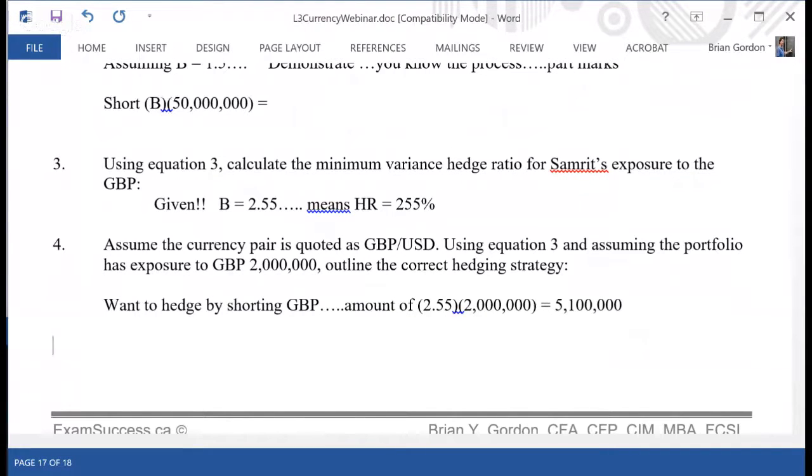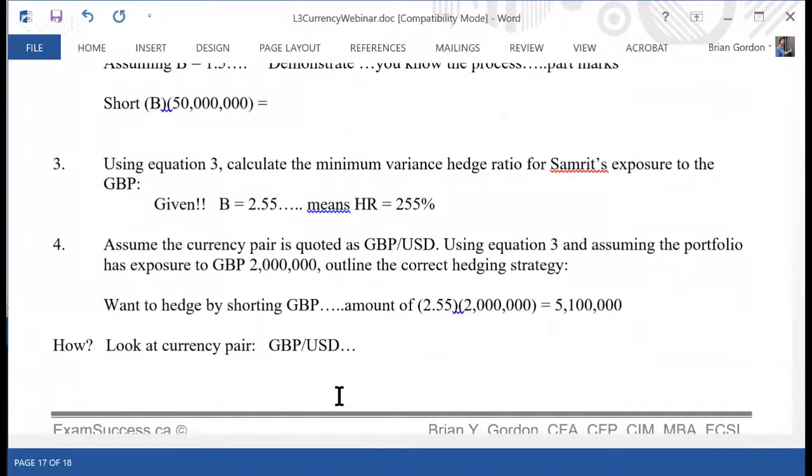Well, okay, now, how do we do this? That's going to be the question, is how? Well, now remember, you've got to look at the currency pair. The currency pair is given as British pounds per US dollar. So remember, what do we want to do? We want to sell the British pound. So if I short this currency pair, it means selling US dollars.